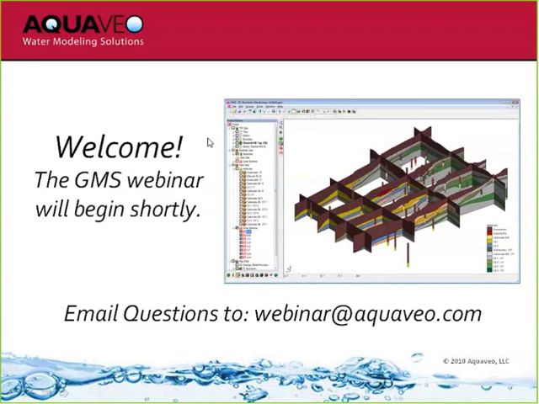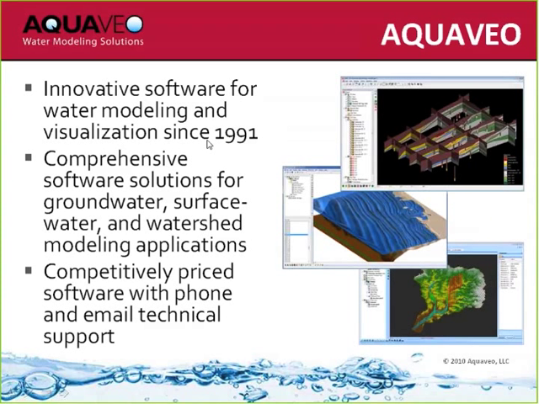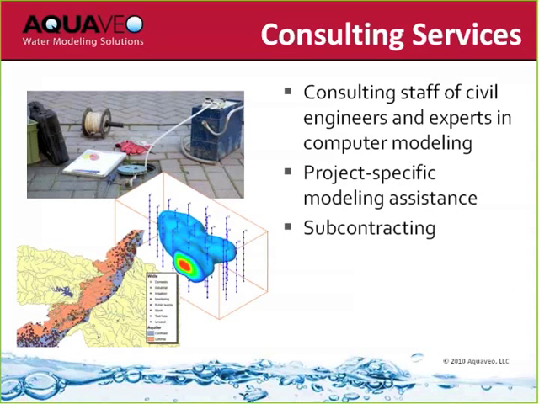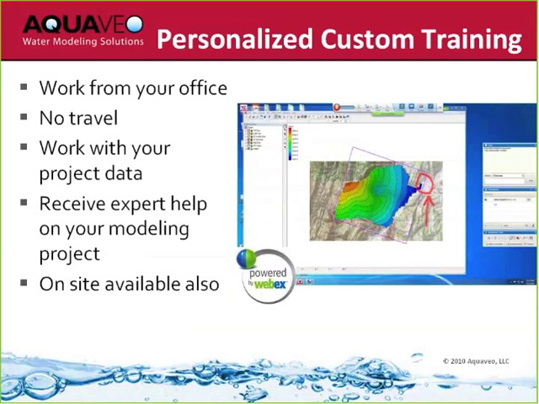Just as a little background on Aquaveo, Aquaveo's been creating modeling software since 1991. We have various products that we offer, mostly that deal with water resources modeling. We also provide consulting services. We have expert staff that can help with your computer modeling needs. We can also give project-specific modeling assistance. We're also willing to work as subcontractors to provide support for your projects or provide additional resources if you have a larger project that would merit that.